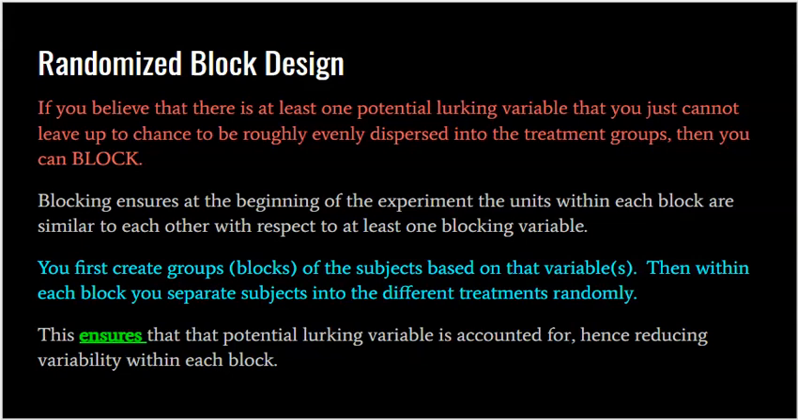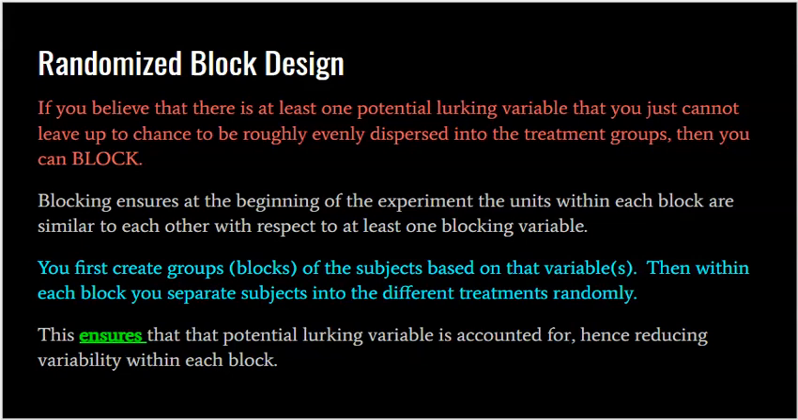If you believe that there is at least one potential lurking variable that you just cannot leave up to chance to be roughly evenly dispersed into the treatment groups, then you could block. This is very much like stratifying when it comes to sampling, but now we're calling it blocking in an experiment. So what we're going to do here is create groups that we'll call blocks. And the subjects in each block have something in common. For example, I could put all the people with dark skin into one block, all the people with light skin, all the people with medium skin into their own blocks.